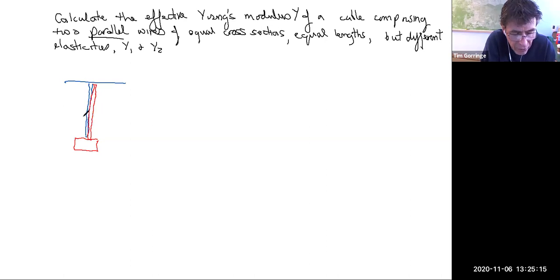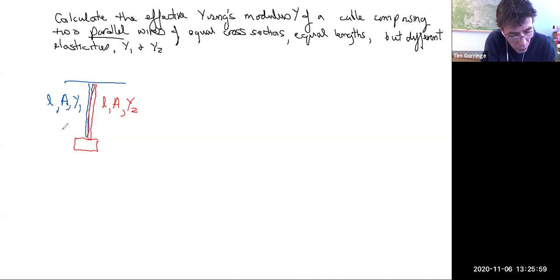So here's a sketch of the arrangement of the two wires, a blue wire on the left, a red wire on the right, and some mass that's causing a stress on the two wires. Let's imagine that the length of the wire on the left is L. The cross-sectional area of the wire on the left is A. And the Young's modulus of the wire on the left is Y1. And correspondingly, the length of the wire on the right is L, the cross-sectional area of the wire on the right is A, and its Young's modulus is Y2.